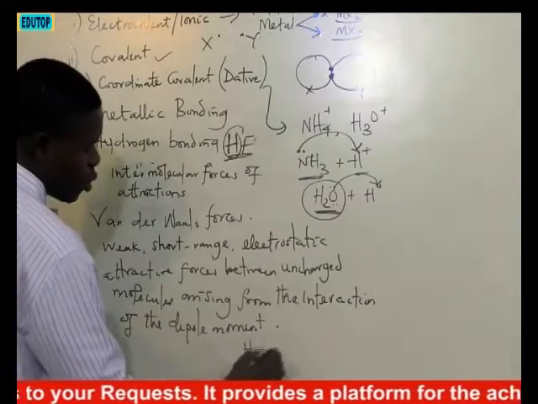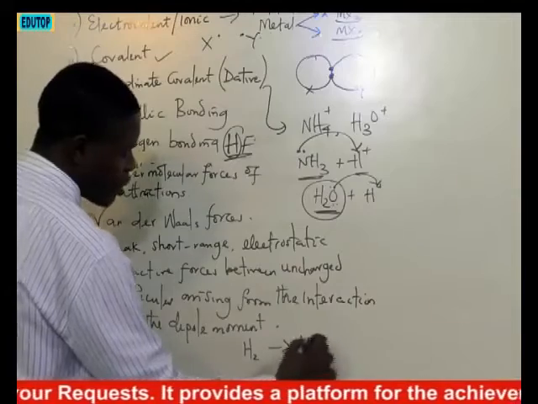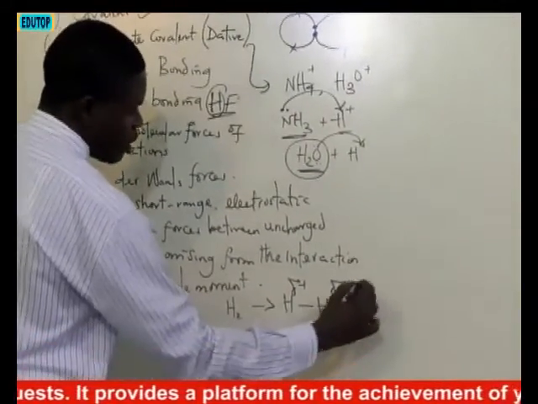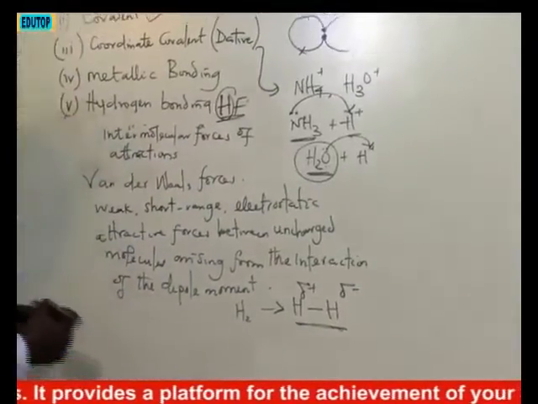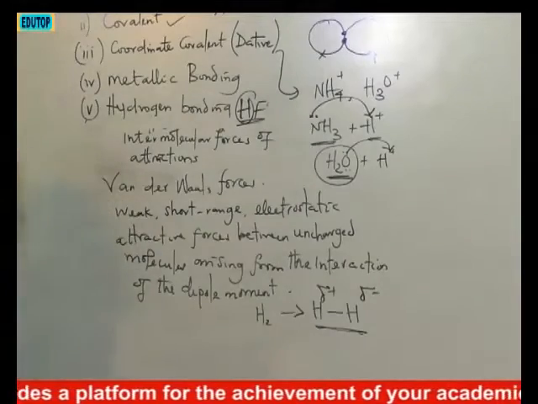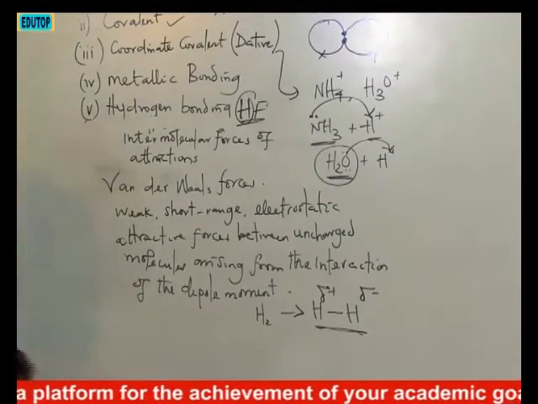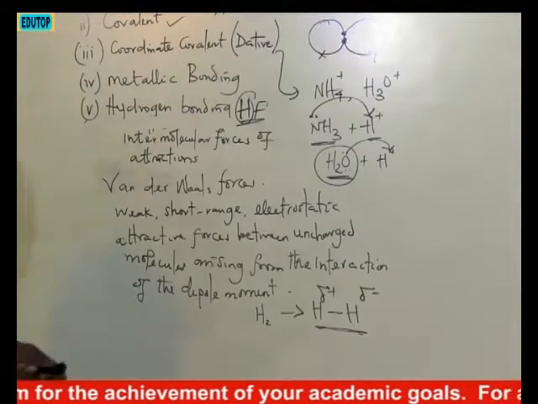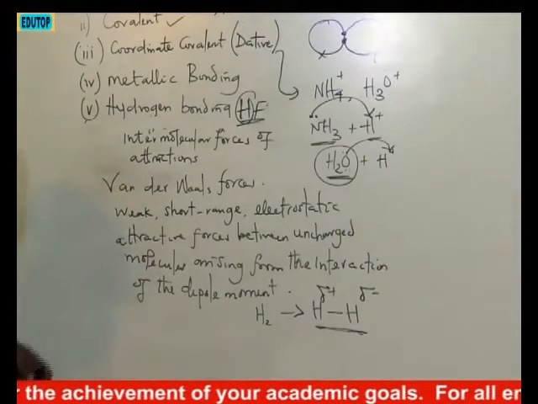If you are having H2, it is a dipole. The dipole is H. This one is what? Positively charged. This one is negatively charged. So this is what is known as what? A dipole moment. So take note of that. That is what? Van der Waals forces. And you see it in iodine, naphthalene, ammonium chloride, and the likes.